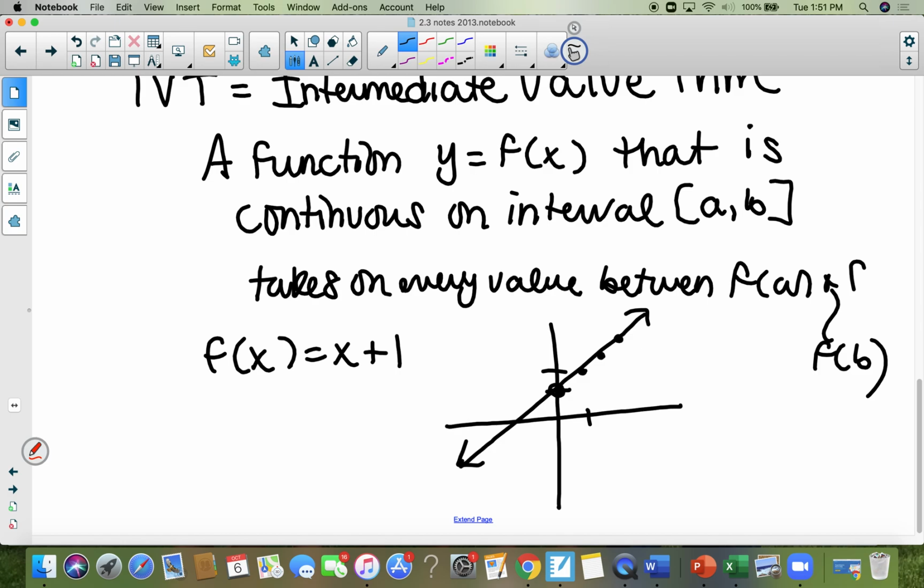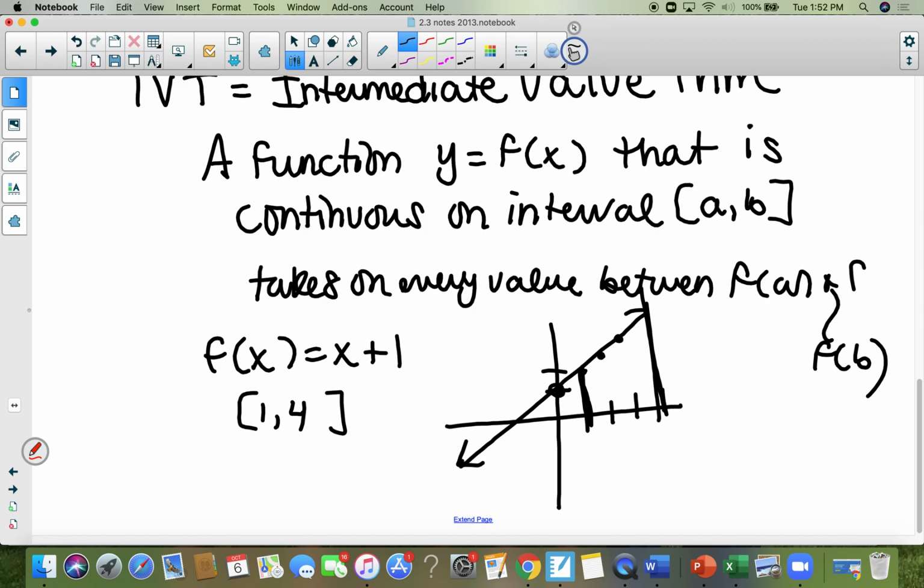On some interval a and b, we can just pick an interval. Let's pick the interval 1 to 4. So we have a line that's continuous, and we have an interval from 1 to 4. Here's 1, 2, 3, 4, and there's 4. So far so good. Everybody understand that part of the direction?